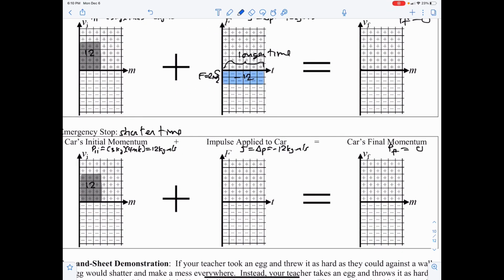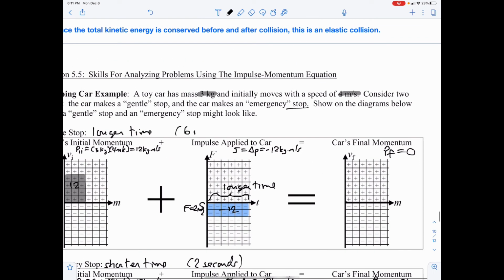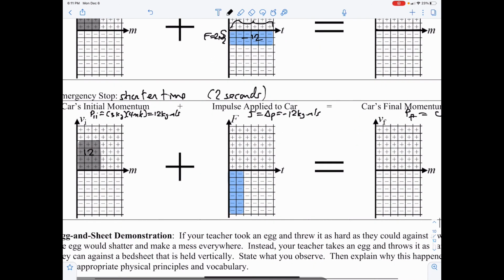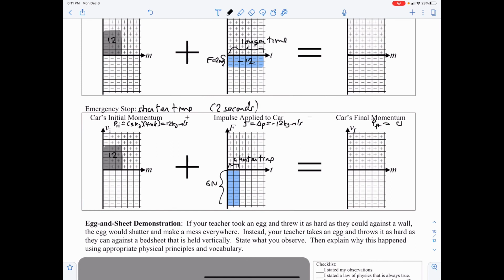So I might give my 12 momentum units looking like this maybe, where it's taking place in a third of the time, like say 2 seconds as opposed to 6 seconds. Six seconds, it was 2 newtons of force. 2 seconds, this is a much shorter time. And you can see that's what, 6 newtons of force? Negative 6 newtons of force, because it's slowing the car down. Again, we end up with 0 momentum units.